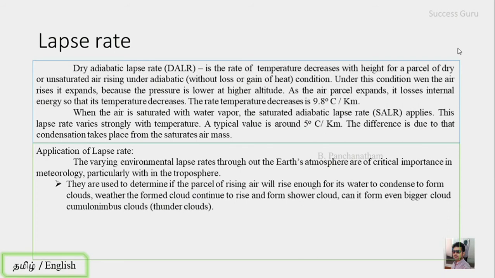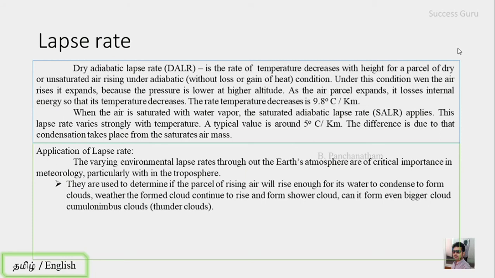Actually, the understanding of lapse rate will help us to find up to what height the rising air mass will reach, right? So whether the air mass will rise high enough to condense the water into cloud, or even rise further to form a shower cloud, or whether the lapse rate will let the air mass rise even higher to form the bigger cloud, called the cumulonimbus cloud, and that forms the thunderclouds. So all such things are determined by the lapse rate. Up to what height the rising air mass will reach can be totally controlled by the lapse rate.